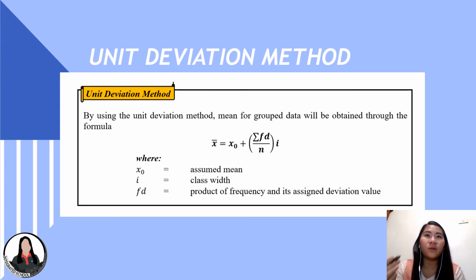X bar is equal to x sub o plus the quantity of the summation of fd all over n multiplied by i, wherein x sub o is the assumed mean, i is the class width, and fd is the product of the frequency and its assigned deviation value. Dito, ang kaibahan nito, meron tayong deviation value na kailangan gamitin. So, let us apply this in an example.